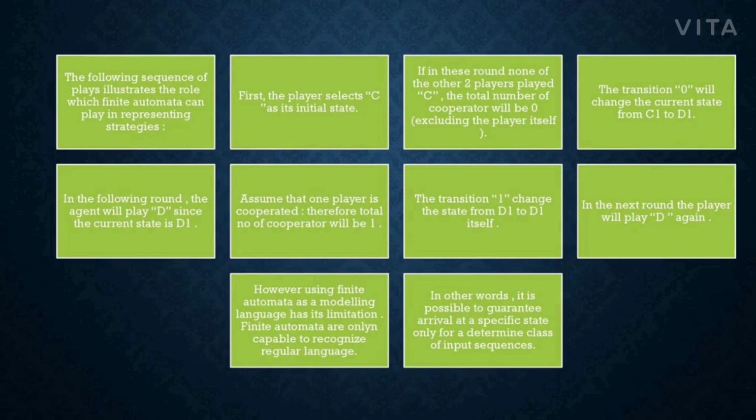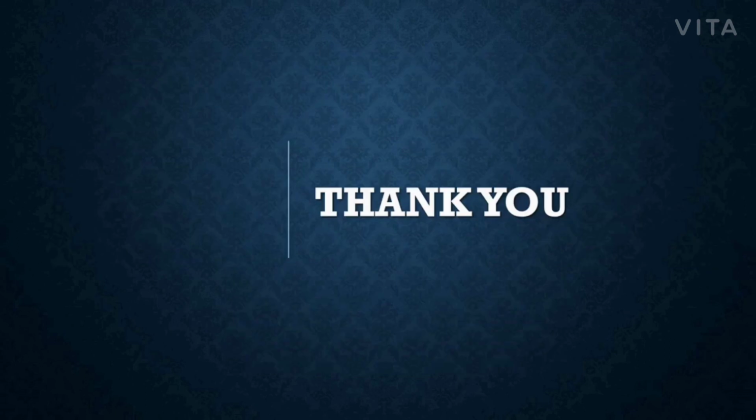Let me explain the process happening in the previous diagram. The following sequence of plays illustrates the role which finite automata can play in representing strategies. The first player selects C as its initial state. If in this round none of the other two players played C, the total number of cooperators will be 0, excluding the player itself. The transition 0 will change the current state from C1 to D1. In the following round, the agent will play D since the current state is D1.